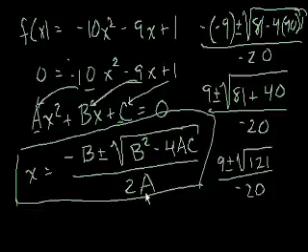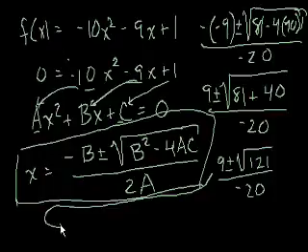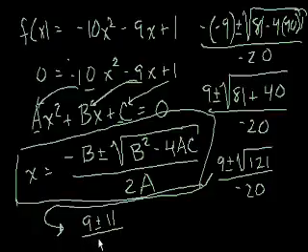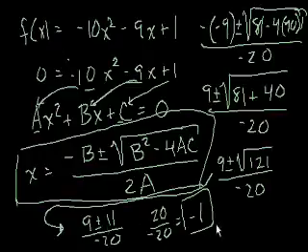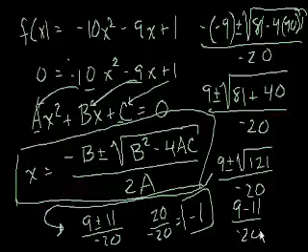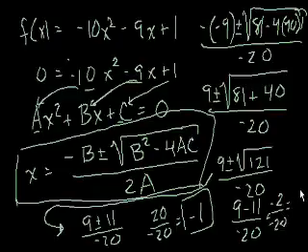So this is 9 plus or minus 11 over minus 20. If we said 9 plus 11 over minus 20, 9 plus 11 is 20, so it's 20 over minus 20, which equals negative 1. So that's one root. That's the plus, because this is plus or minus. And then the other root would be 9 minus 11 over negative 20, which equals minus 2 over minus 20, which equals 1 over 10. So that's the other root.